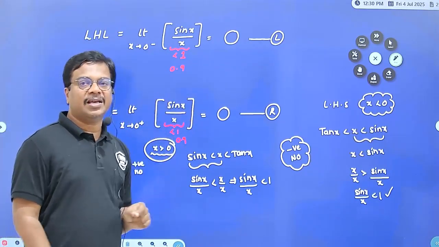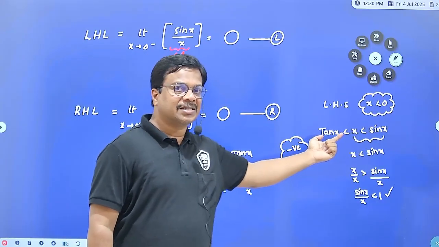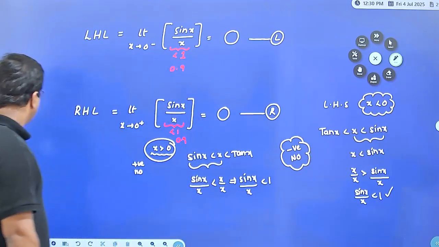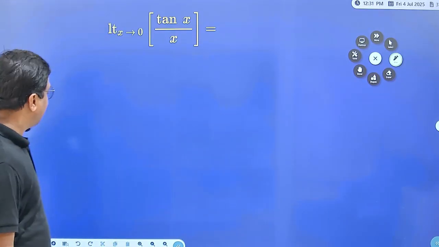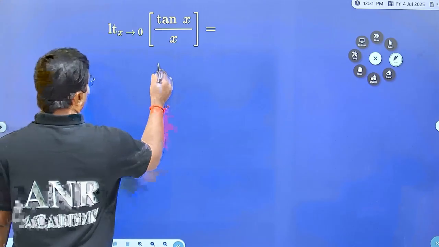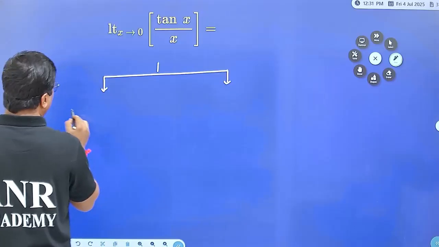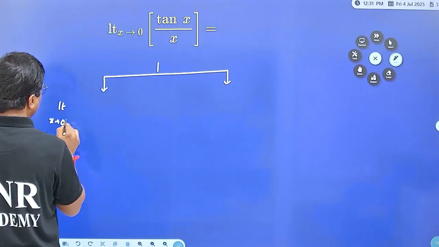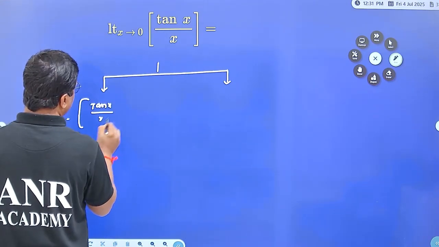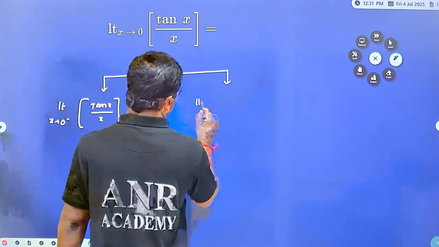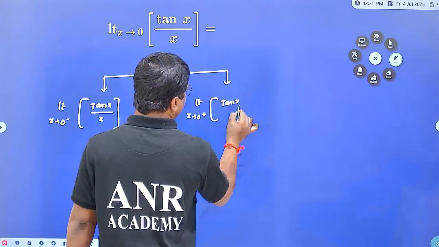In the same way, by selecting the relation between tan x and x, you can prove what is limit x extends to 0 of step of tan x by x. Let us discuss. First I am going to find the left hand limit and then go for the right hand limit. Limit x extends to 0 minus of step of tan x divided by x. This is the left limit. Next, the right hand limit, limit x extends to 0 plus of step of tan x divided by x.